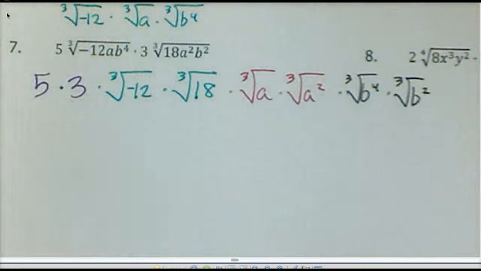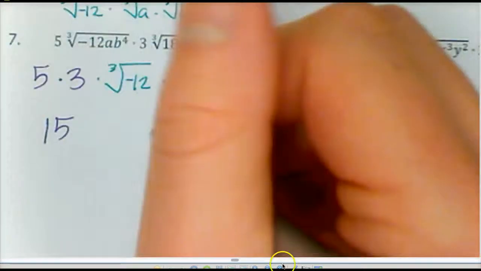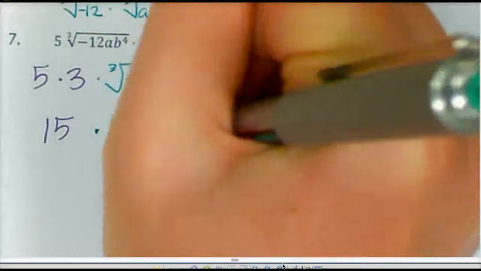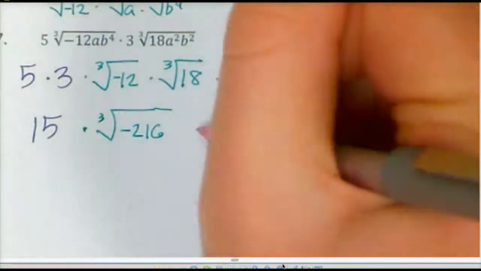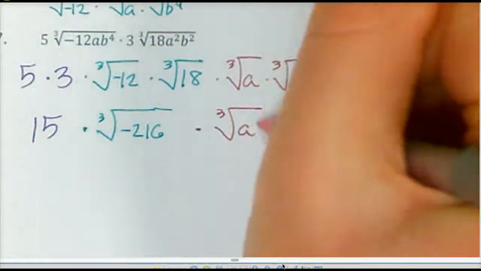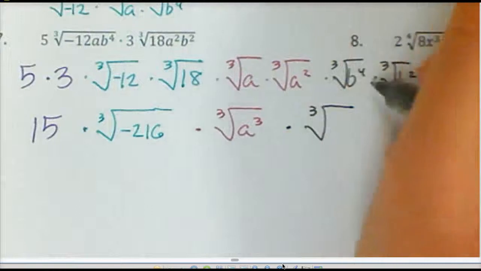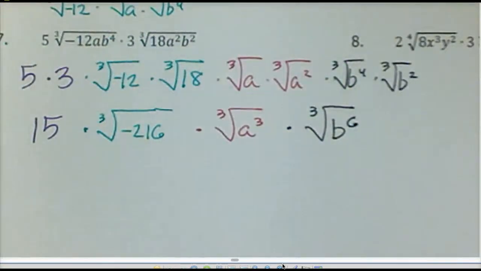So starting out on the left over here, 5 times 3 we know is going to be 15. And then we have a negative 12 times 18. So this is going to give us cubed root of negative 216. We have a cubed root of a times cubed root of a squared, which would be cubed root of a cubed. And then finally we have a cubed root of b to the 4th times b squared, cubed root of b to the 6th.